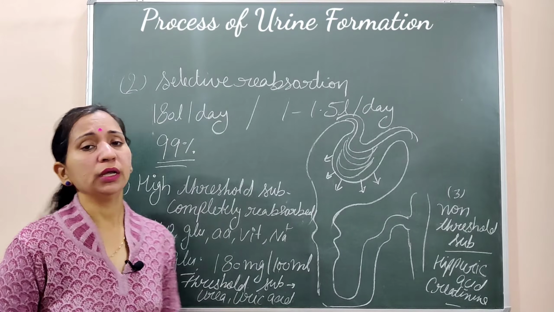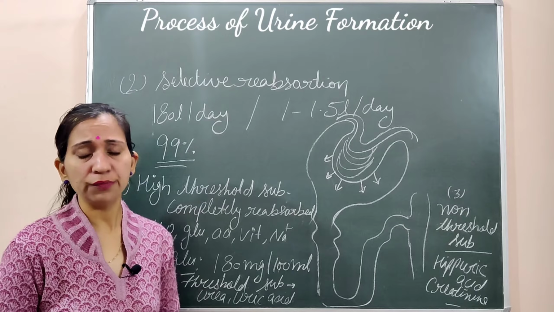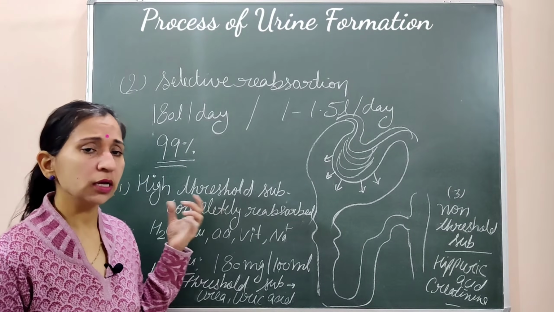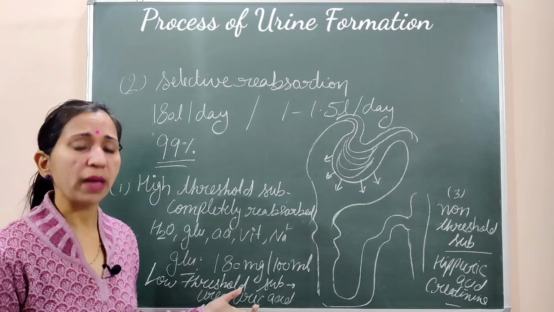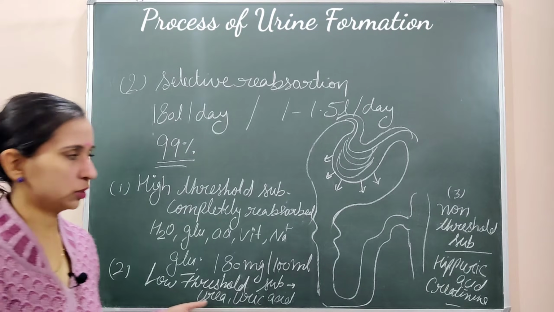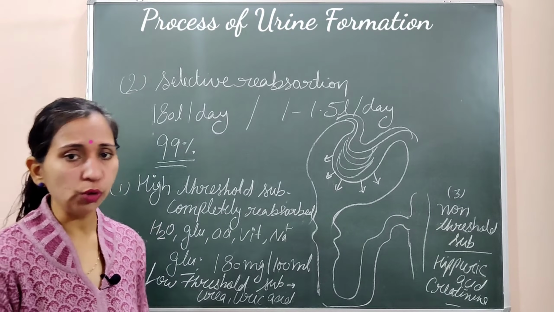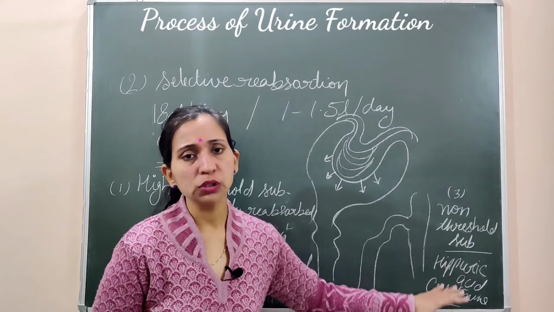So these are the three categories of the substances on the basis of their reabsorption. If they are completely reabsorbed, we call it high threshold substances. If they are not completely absorbed but the maximum amount of these will be reabsorbed, then we call it low threshold substances. And the substances which are not reabsorbed by the renal tubule part, we call non-threshold substances.